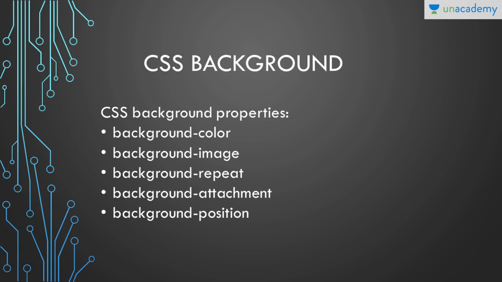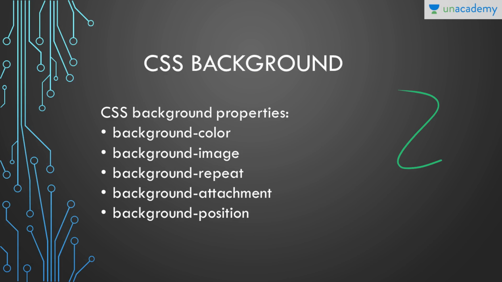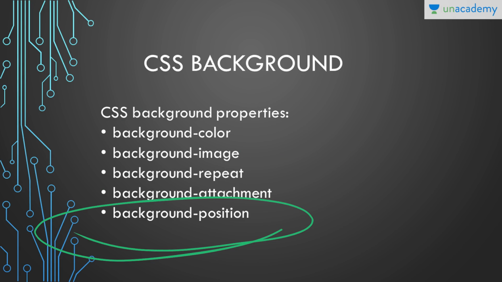Now the second thing that we can see here is CSS background. Here are the CSS background properties. The first is background-color, for changing the background color. The background-image, for inserting an image in our background. The third is background-repeat, if we want that image to be repeated again and again, then attachment, and the position of different things.